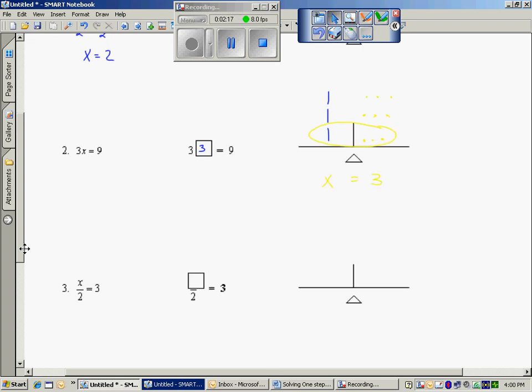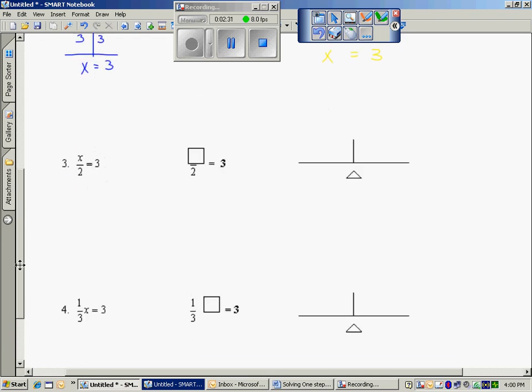Using algebra, 3 times x, the opposite of 3 times is to divide by 3. And notice again, I have to do it on each side of the equation. X is equal to 3. 9 divided by 3 is 3. What number, when I divide it by 2, do I get 3? Looks to be 6. 6 divided by 2 is 3.